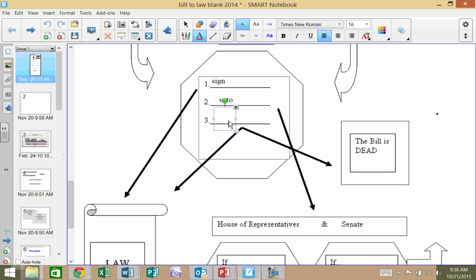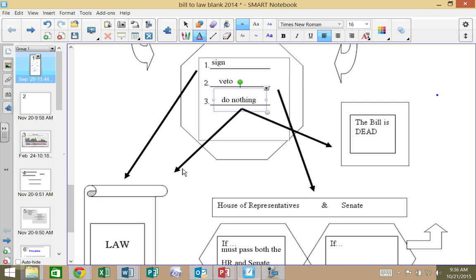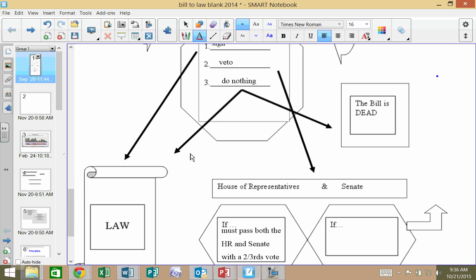Or the third option is to do nothing. And that depends on what happened. If the president does nothing, the bill becomes law after 10 days.